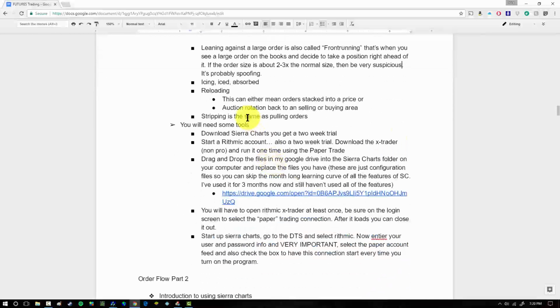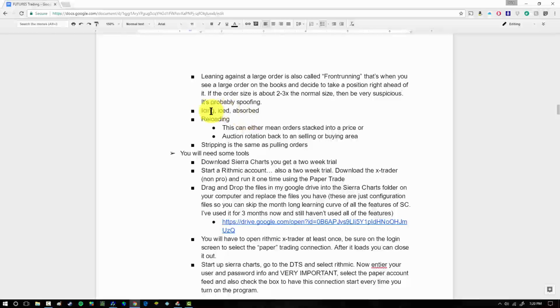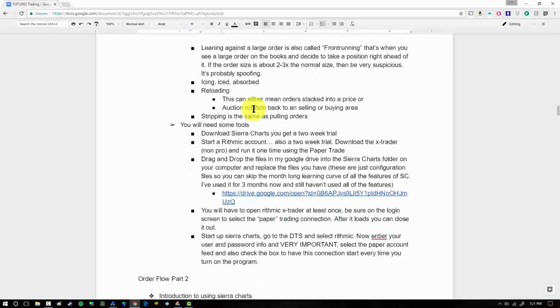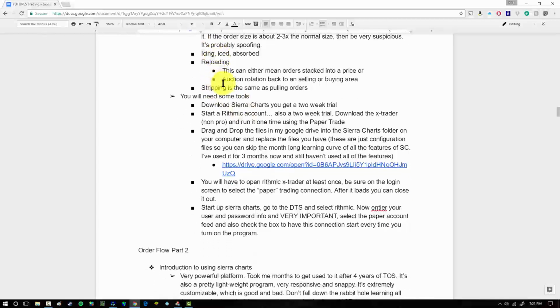Icing, iced, absorbed. These are all very similar. Icing or iced implies something over time, and absorbed can happen on a very short time scale. So absorbed is maybe a more broad term, and icing or iced is just another flavor of getting absorbed. Reloading can either mean orders stacked into a price, or an auction rotation back to a selling or buying area, then reloading for another push. Stripping is the same as pulling orders, so stacking is the opposite of stripping, because you're loading up orders, right?